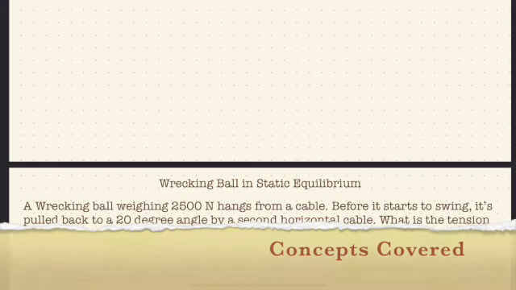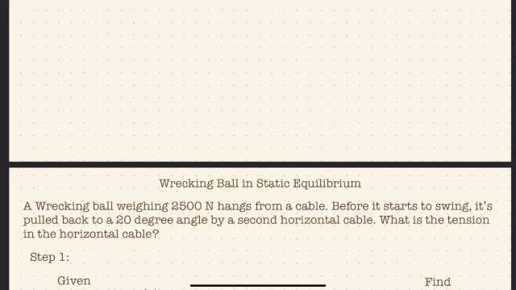We have a problem here that reads, a wrecking ball weighing 2,500 newtons hangs from a cable. Before it starts to swing, it's pulled back to a 20-degree angle by a second horizontal cable. What is the tension in the horizontal cable?